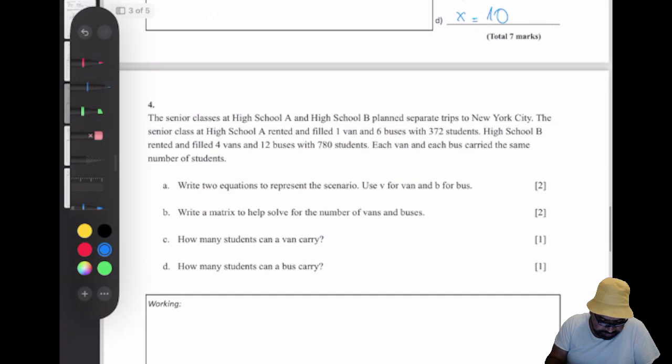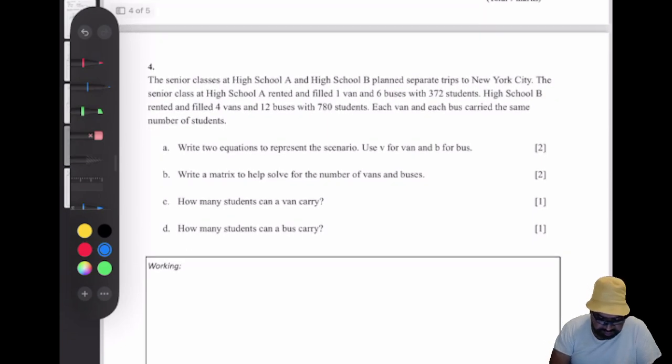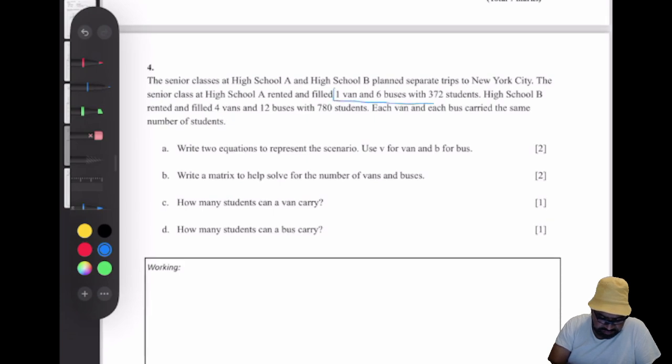Question 4. The senior classes at High School A and High School B planned separate trips to New York City. The senior class at High School A rented and filled 1 van and 6 buses with 372 students. Guys, pay attention to this information because the math is here. 1 van, let's call this V. 1 van plus 6 buses, 6B, with 372 students equals 372.